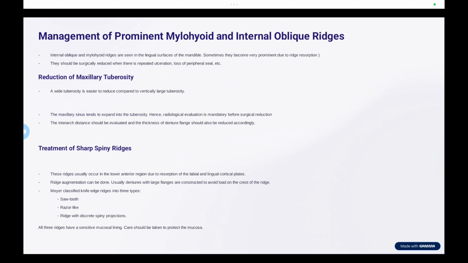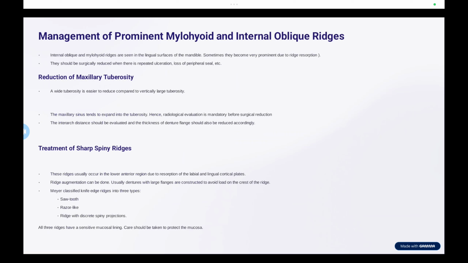Treatment of sharp spiny ridges. These ridges usually occur in the lower anterior region due to resorption of labial and lingual cortical plates. Ridge augmentation can be done. Usually, dentures with large flanges are constructed to avoid load on the crest of the ridge.